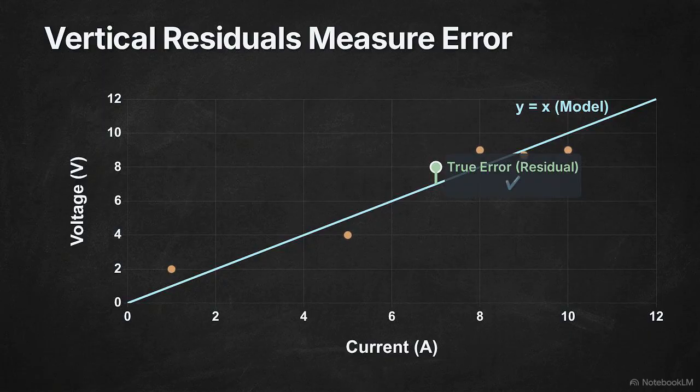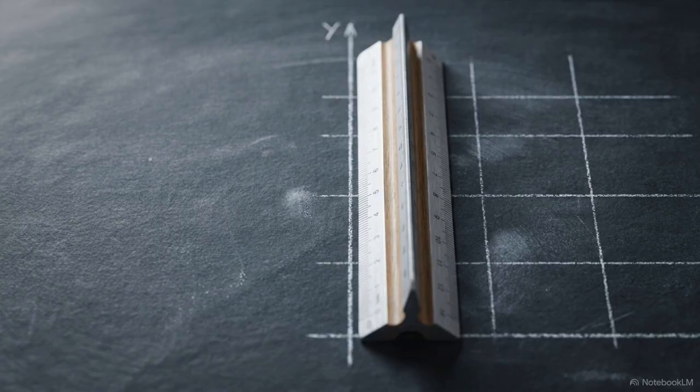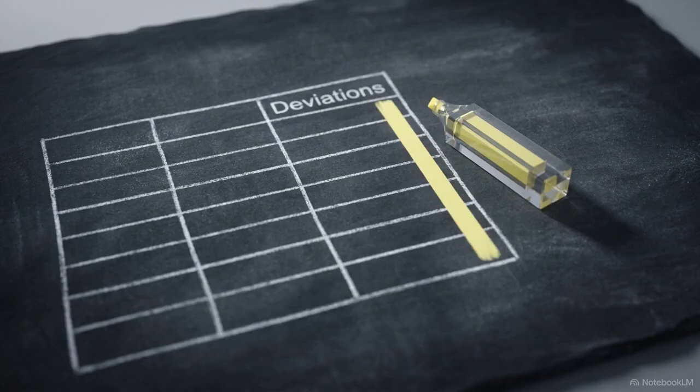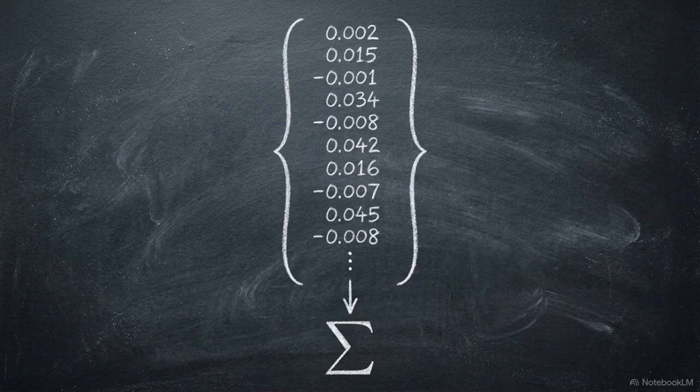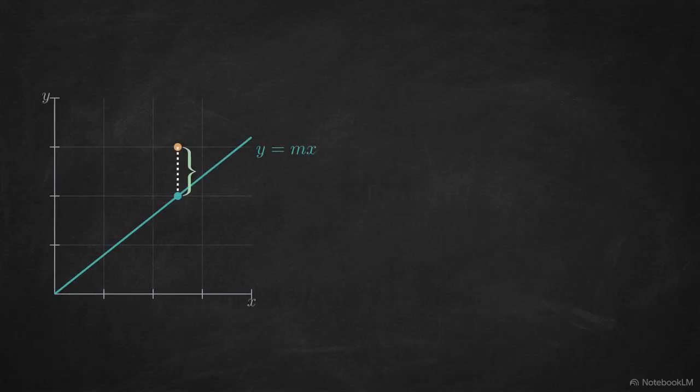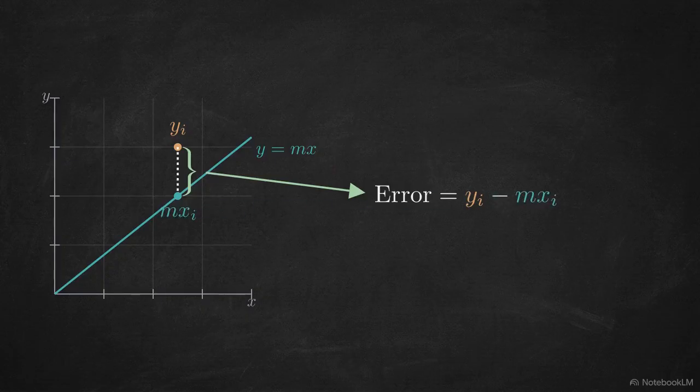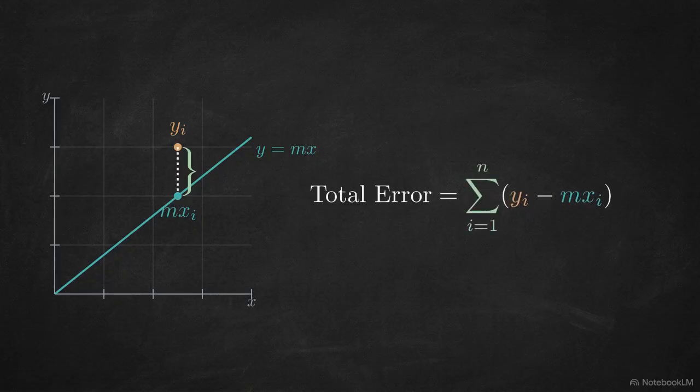Evaluating the overall model requires measuring this specific vertical error for every data point. Statistical distance must remain strictly vertical. It is the only way to preserve the integrity of our known inputs while isolating the exact error in our predictions. The next objective is to combine all of these individual vertical residuals into a single comprehensive score that defines the model's overall fit. We can express a single vertical error as the observed value, yi, minus the predicted model value, mxi. The intuitive way to calculate total error is to simply add all these differences together.